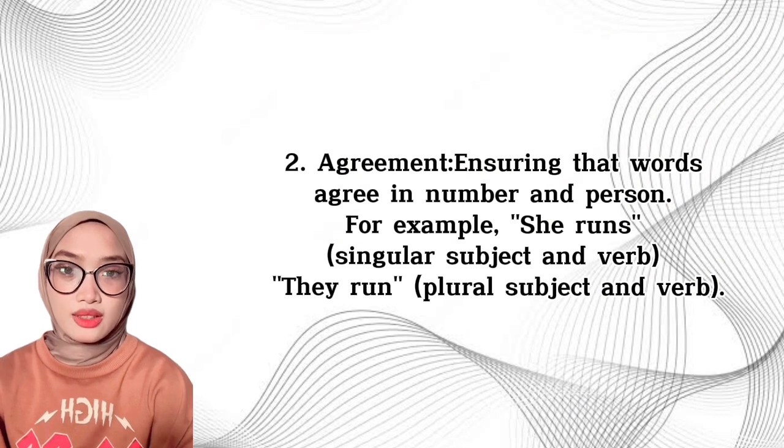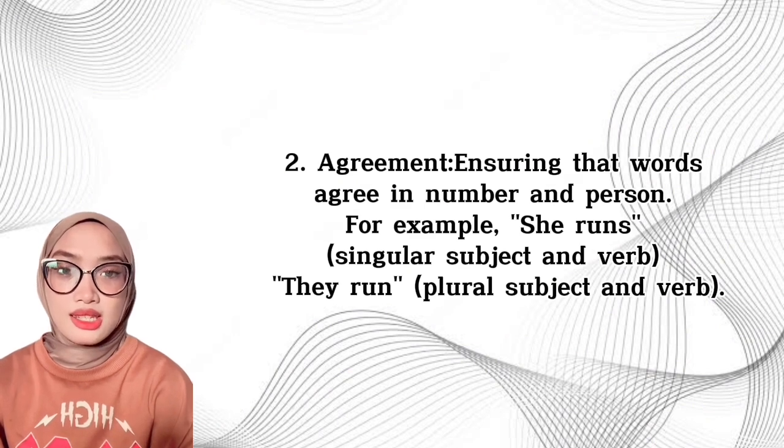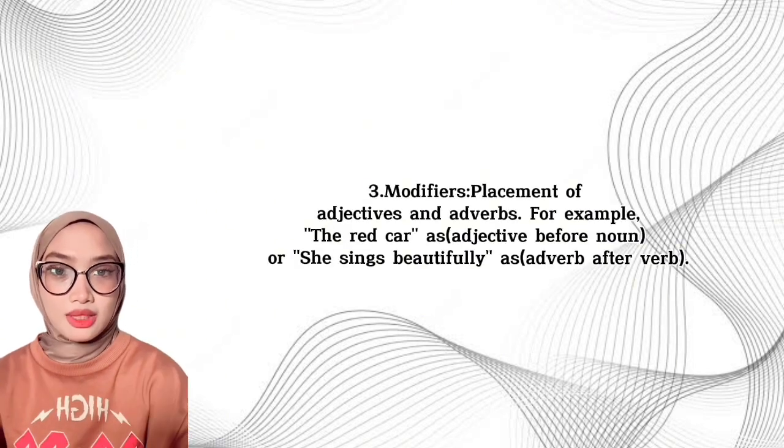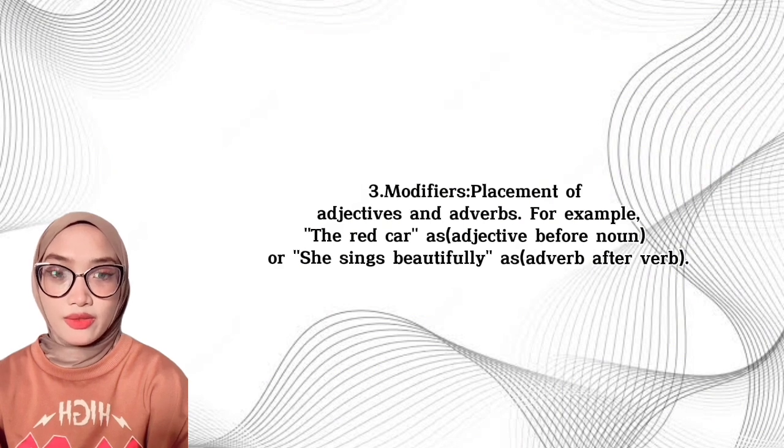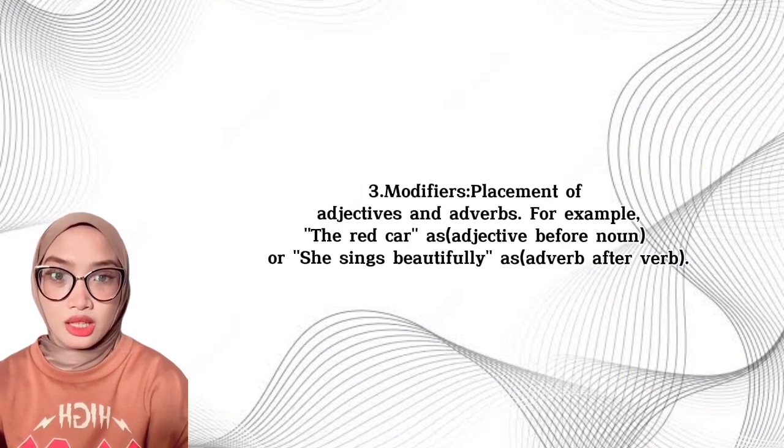Number two, agreement. Ensuring that words agree in number and person. For example, "she runs," singular subject and verb; "they run," plural subject and verb. Number three, modifiers. Placement of adjectives and adverbs. For example, "the red car," adjective before noun, or "she sings beautifully," adverb after verb.